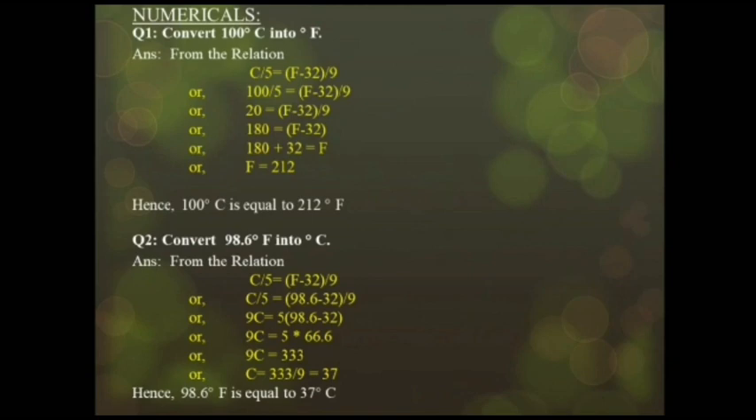Then 9C is equal to 333, which means that C is equal to 333 divided by 9, which means that the value of C here is 37. Hence 98.6 degree Fahrenheit is equal to 37 degree centigrade. I hope we all have understood this numerical.